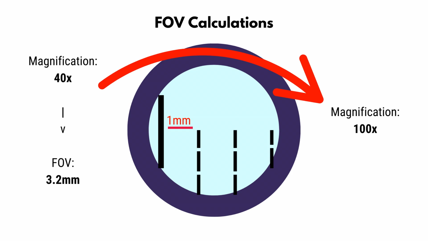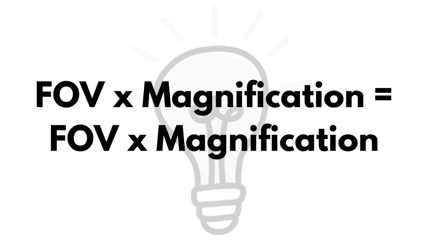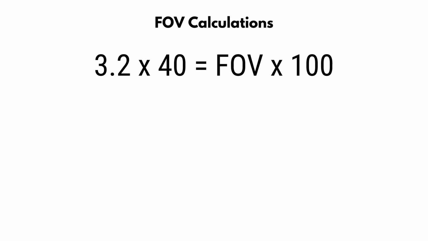Let's say we up the magnification from 40 times to 100 times. We'll try to find the FOV of this projection at a magnification of 100 times now. Now, one formula you'll definitely need to know is FOV times magnification equals FOV times magnification. Now let's input the values into this equation.